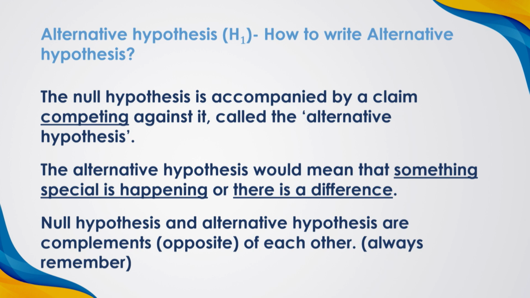Alternative hypothesis H1. How to write the alternative hypothesis? The null hypothesis is accompanied by a claim competing against it, called the alternative hypothesis. The alternative hypothesis would mean that something special is happening or there is a difference. Null hypothesis and alternative hypothesis are complements, that is, opposite of each other. This point we should always remember.